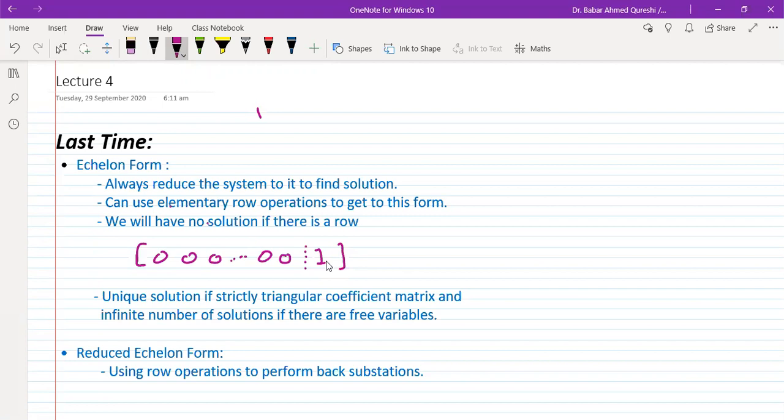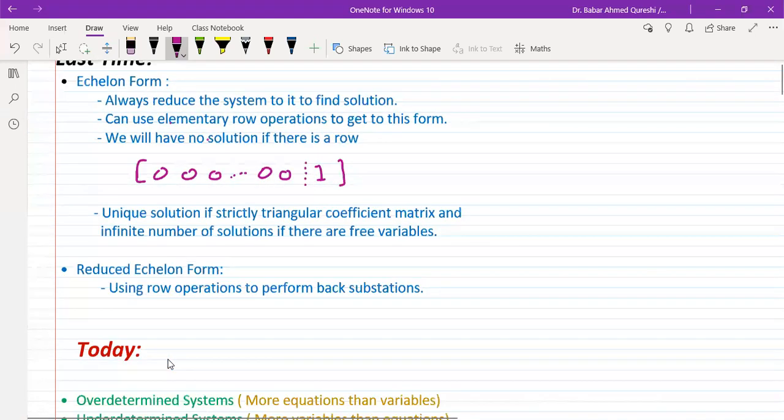And then we saw the reduced echelon form, which is just a way of using, so you go to the reduced echelon form by using further row operations, and this is a way to perform back substitutions. So this is the easiest, the best you can do to read off solutions directly from your reduced matrix, reduced echelon form.